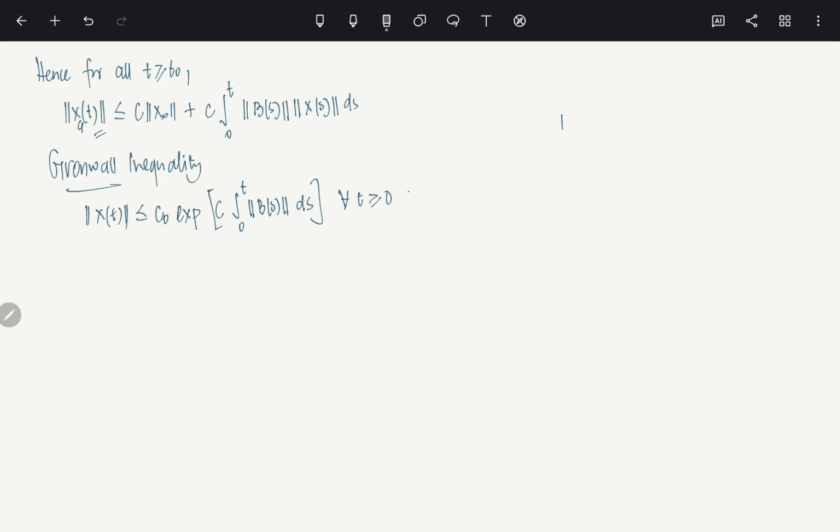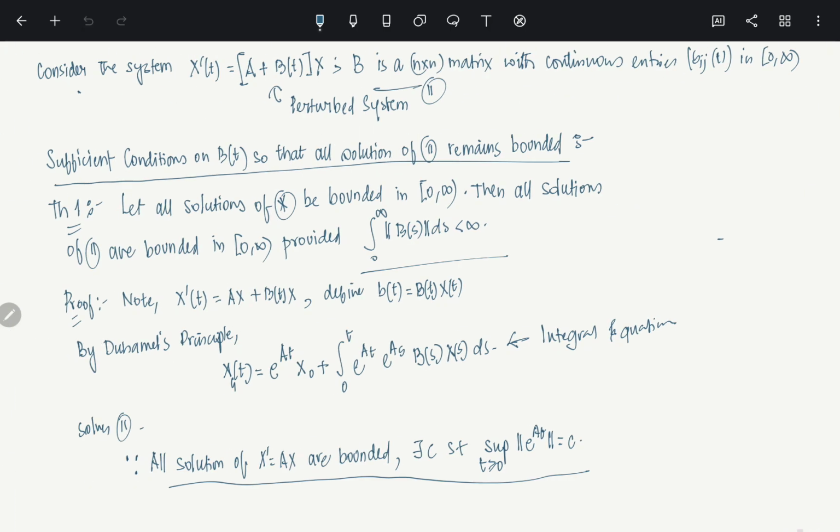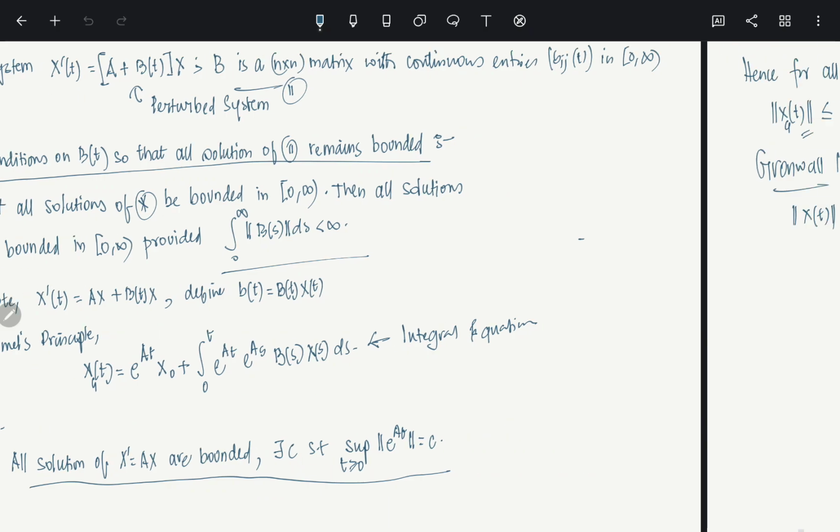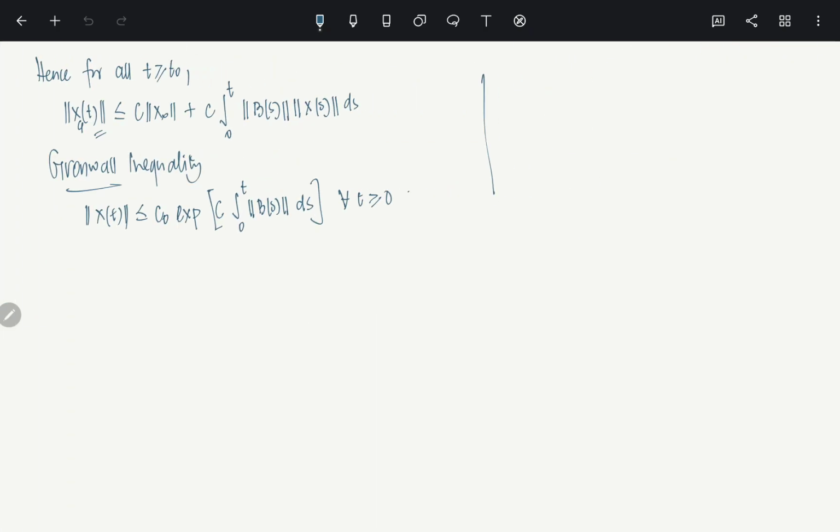Please remember this. Okay, one thing I need to clarify. I am not saying that this bound is the same for every solution. I am saying that if you fix any solution, it is always bounded by this particular term. This is what I am saying. So it doesn't really matter what solution you get. You can take any x naught and you get another solution, right? But that solution will again be bounded by this. That's what I am trying to say. Is this clear?